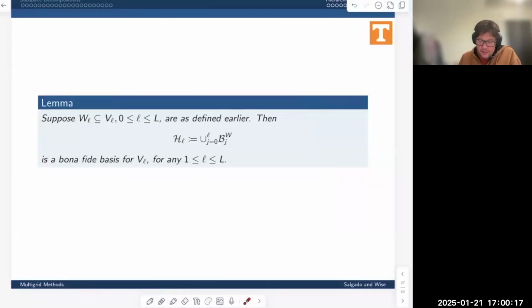All right, suppose that WL is these hierarchical spaces within VL. They're defined as earlier. Then we're going to define the hierarchical basis, and in fact, this is a hierarchical basis for VL. It's going to be defined as the union from J equals 0 to L of the hierarchical bases for the W spaces. So just take the union of that and put those basis elements together, and this gives me something I'm going to call the hierarchical basis. In fact, the lemma claims that this is a bona fide basis for VL. I should have given it the definition hierarchical basis because that's what it is.